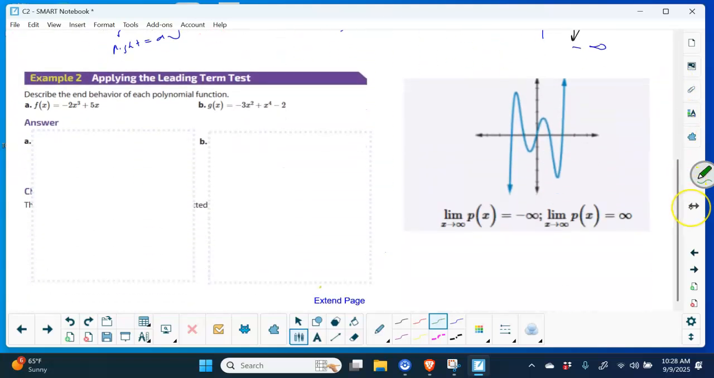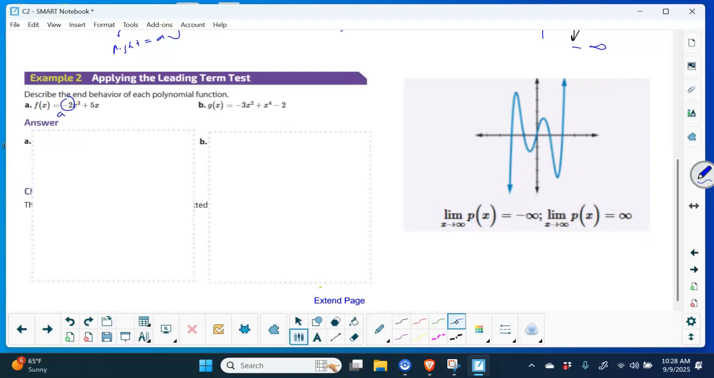Okay, let's take a look at a couple examples here. So describe the end behavior of each polynomial function. Okay, so we want to be able to describe the end behavior. So remember, we are looking at the lead coefficient. That's the a value, right?